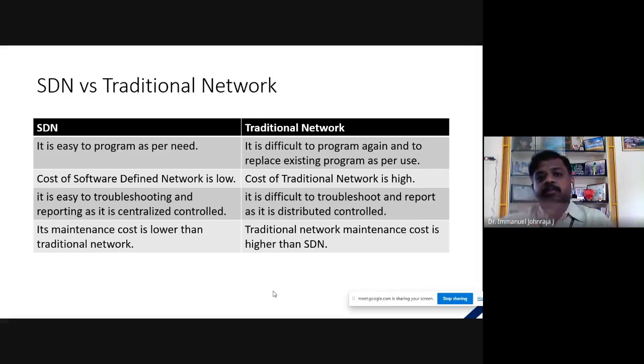Don't think I'm putting down the traditional network. I'm talking about the advantages of SDN over the traditional network. Cost of SDN is relatively low, because you don't have to spend a lot on expensive hardware. Easy to troubleshoot because you have centralized control. That is not the case here. And the maintenance cost is also lower because most of the components run on software, but in the traditional network the running cost is higher.